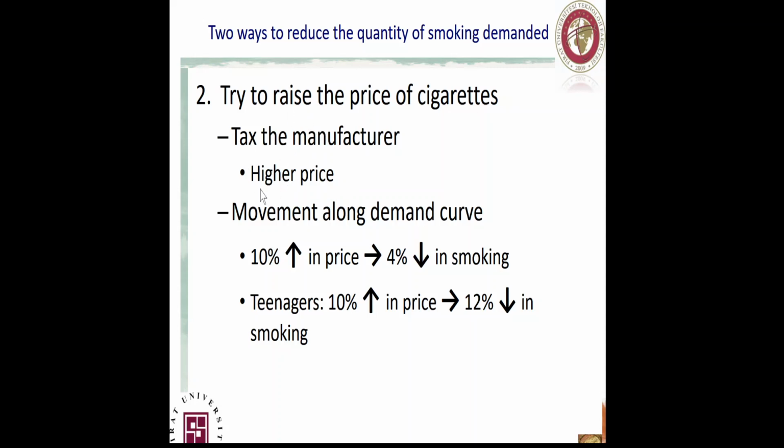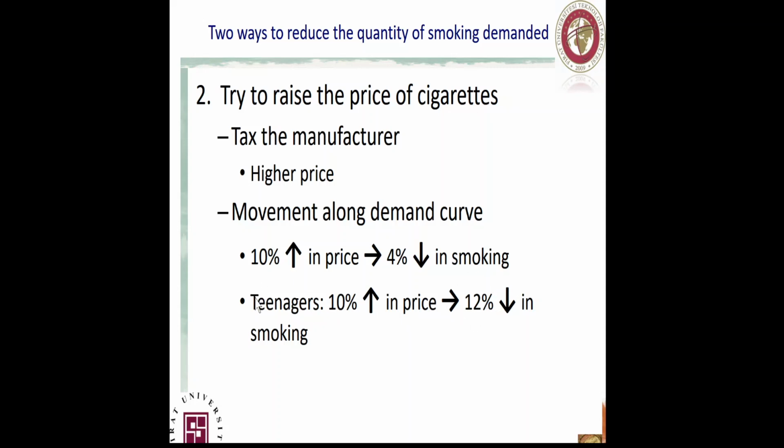And the moment the seller of the cigarette increases the price, what happens? The demand will drop. This is like a previous study. If there is a 10% increment in the price, there is a 4% reduction in the smoking rate for adults. Not adults, actually, you can say for those who usually have their own regular income. How about teenagers? A 10% increment in the price makes a total decrease in the smoking rate in teenagers of 12%.